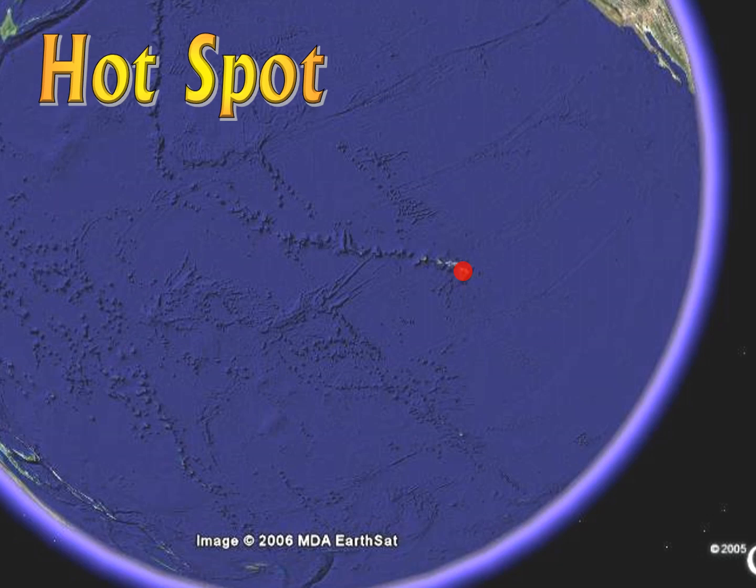And it's going to keep on going for the unforeseeable future. We do not understand hotspots well enough to understand if they have a life cycle, if they eventually stop. But as far as we can tell, this one is going strong and will keep on going for many, many millions of years.